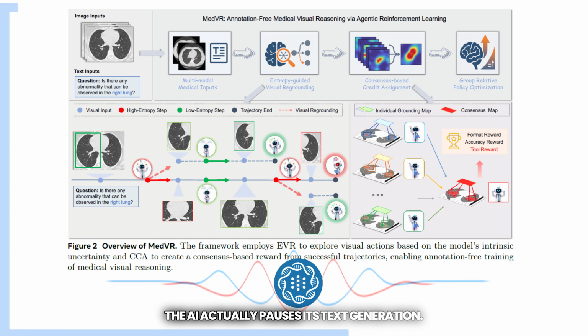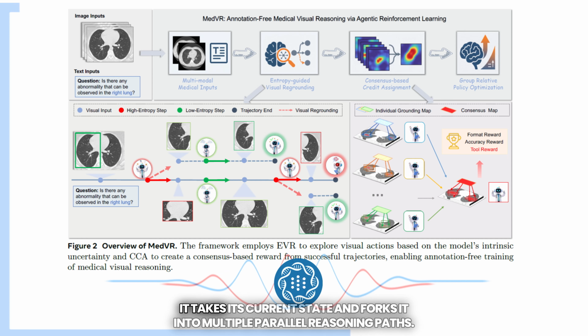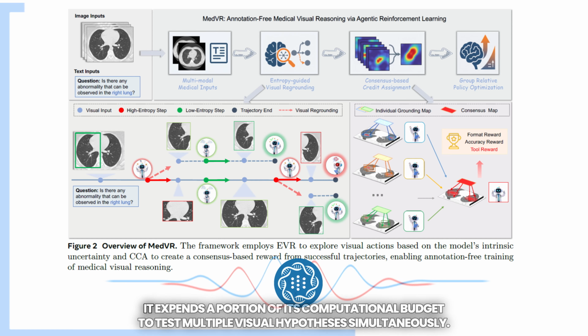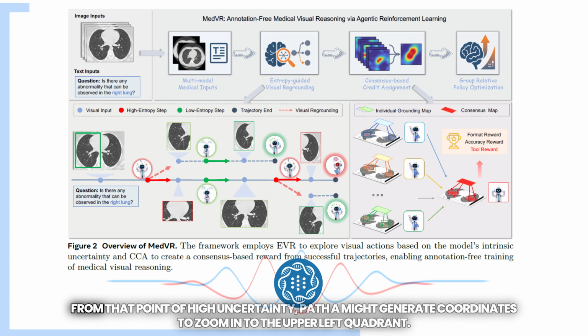The AI actually pauses its text generation. It takes its current state and forks it into multiple parallel reasoning paths. So it's weaponizing its own hesitation. Exactly. It expends a portion of its computational budget to test multiple visual hypotheses simultaneously. That's wild. It is. From that point of high uncertainty, path A might generate coordinates to zoom into the upper left quadrant.